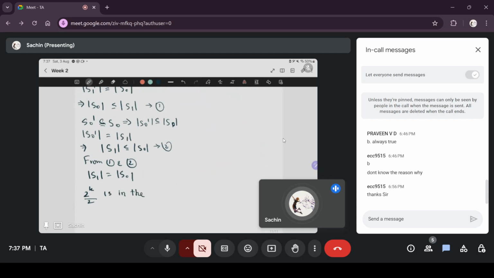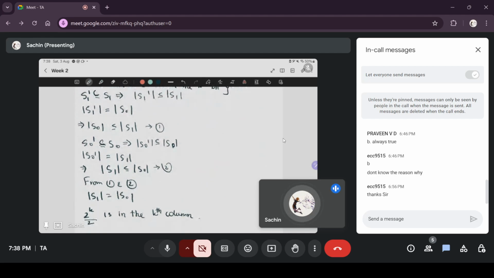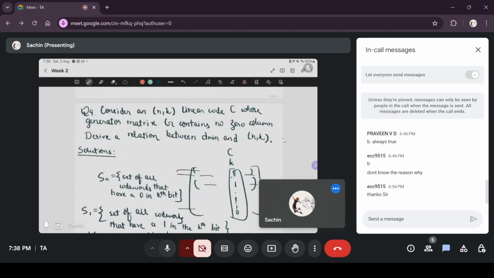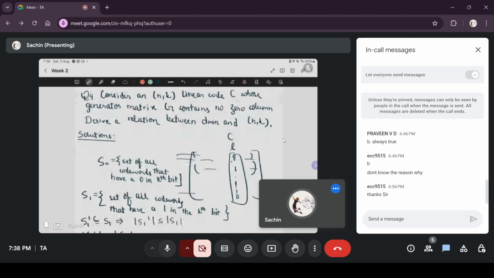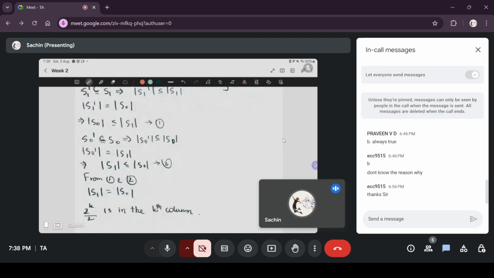So the kth column has, okay, this might be a bit confusing. The k here and the k there are different. So let me just call this the Lth column. I'll change this to the Lth bit. Okay.